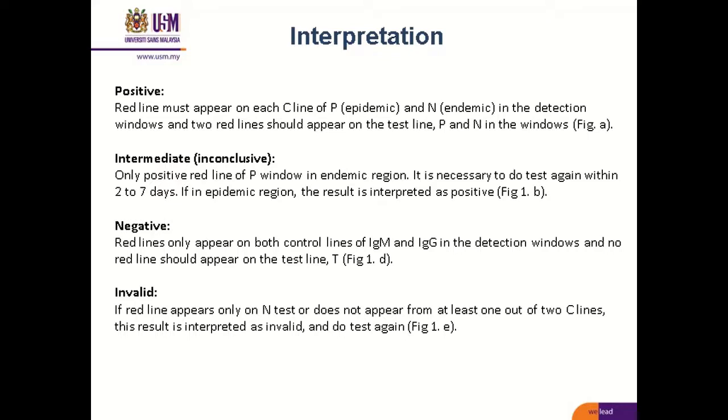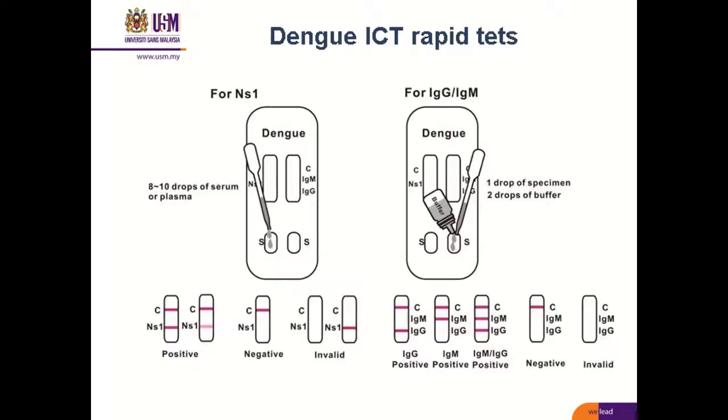And for invalid, if a red line appears only on the N test or does not appear on at least one out of two C lines, the result is interpreted as invalid and we need to do the test again. Control line C is present. If the control line is not present, it's invalid. So NS1 is positive, and if NS1 is not present, it's negative, and if the control line is not present, it's invalid.